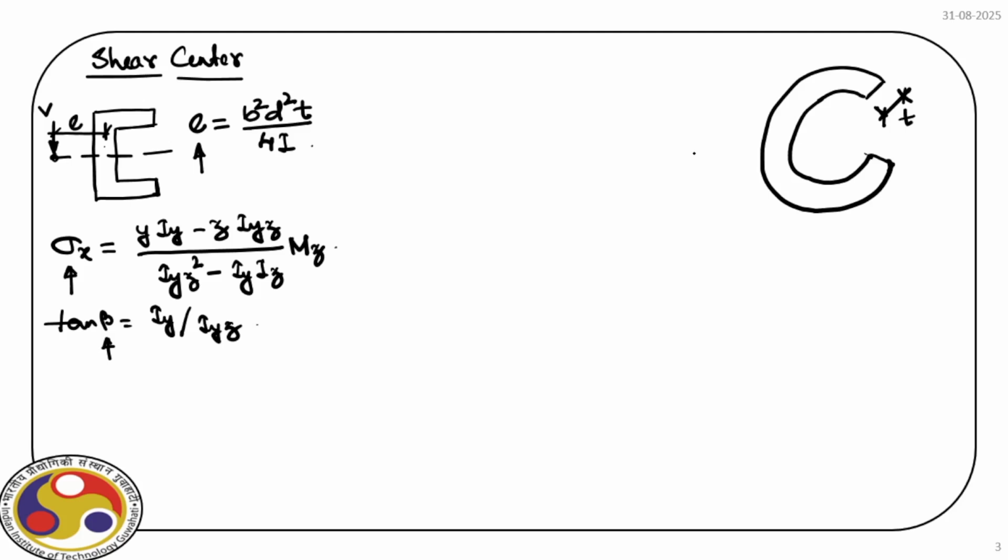We can intuitively think that it will be somewhere here, and through this point we have to apply the shear force V. So this distance from some reference axis, we have to define, that distance is the location of the shear center for this particular section. So we'll investigate this in today's lecture.